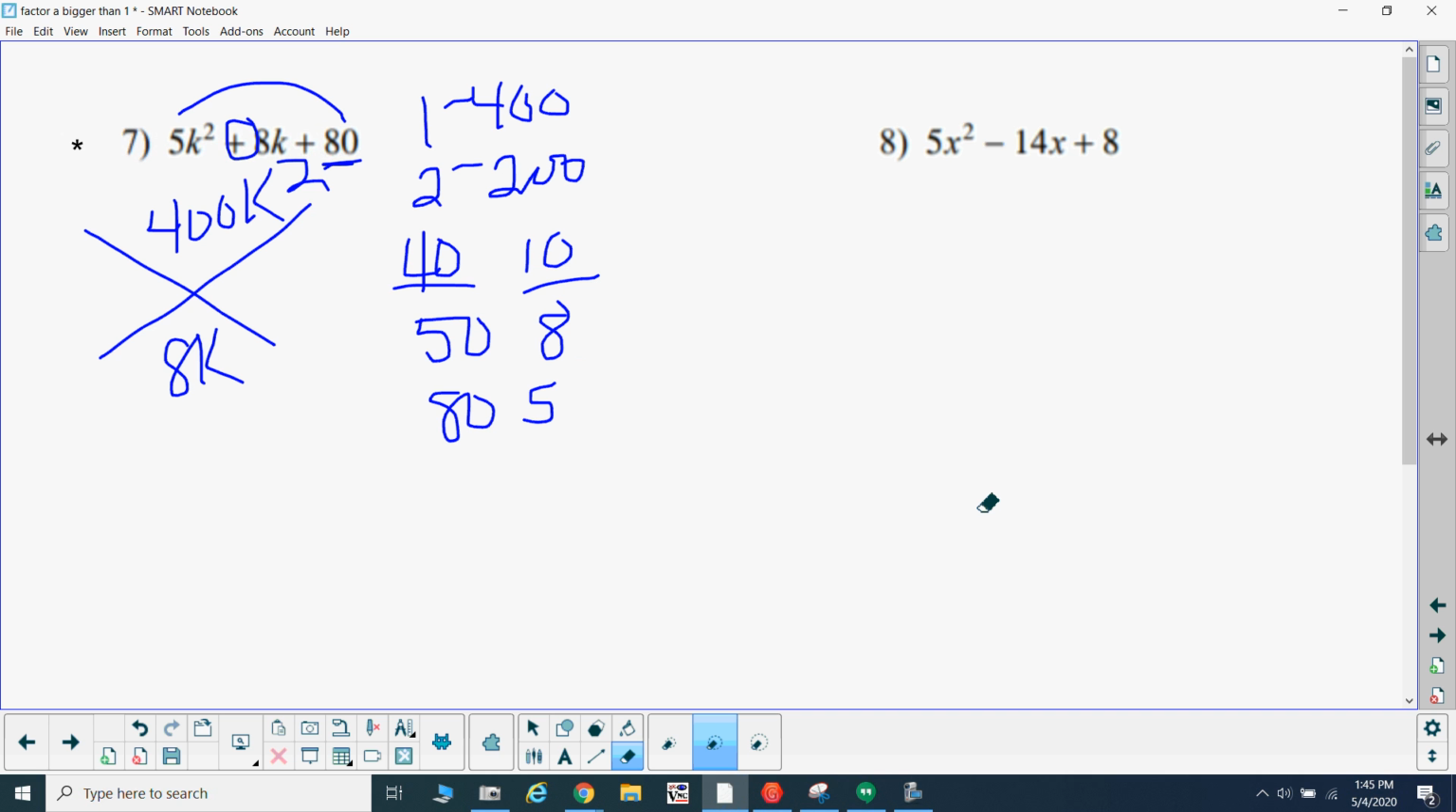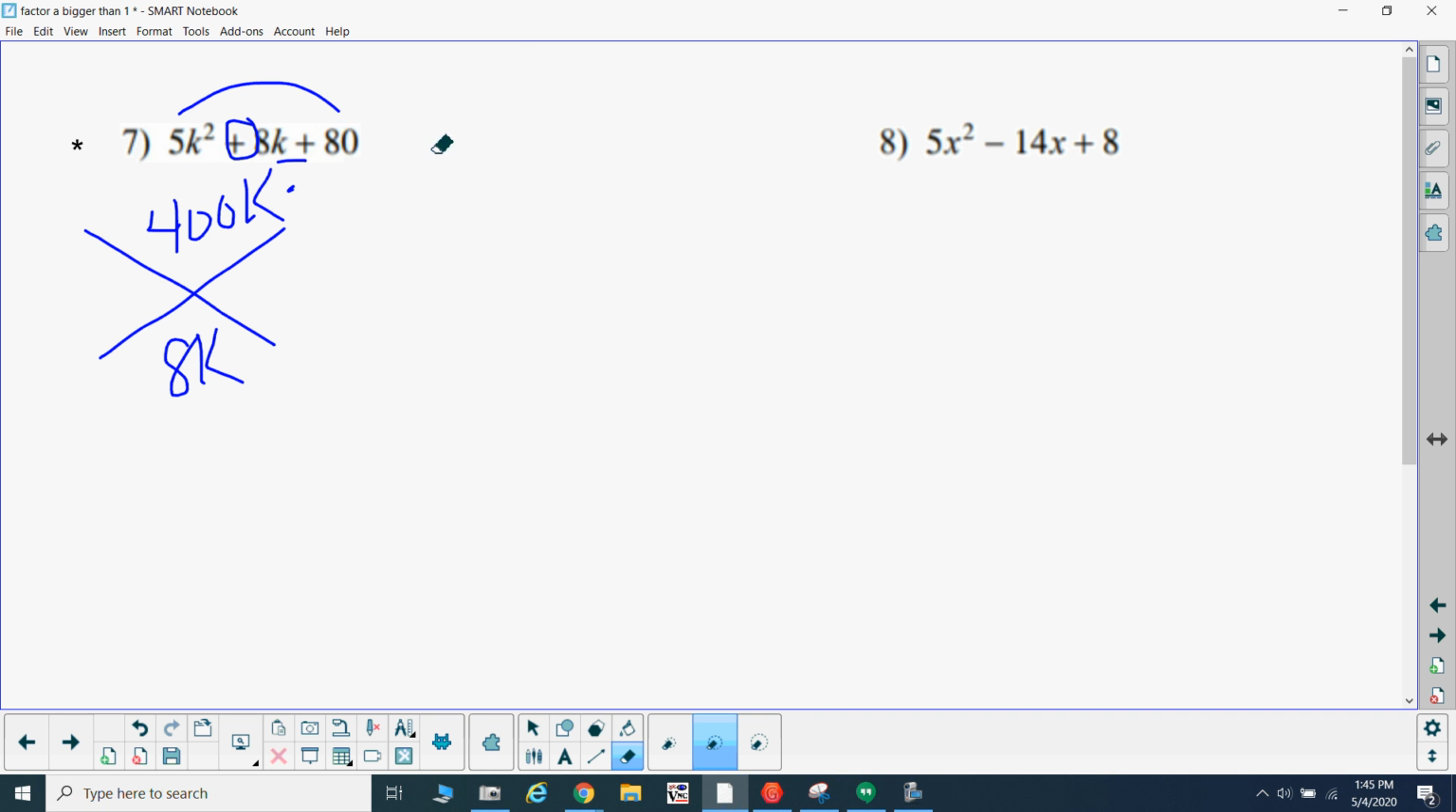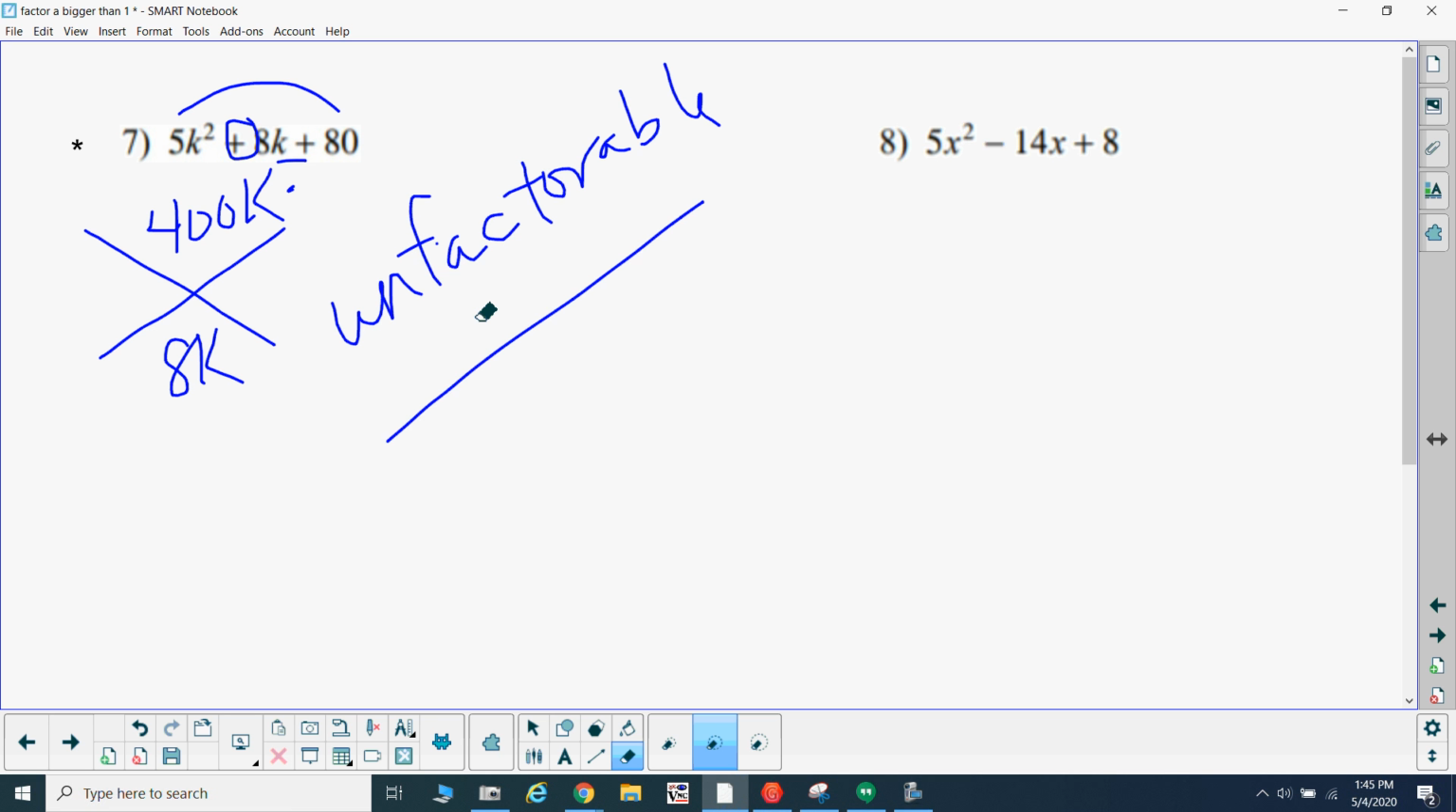If you see, none of these, because both of them are going to be positive factors, none of them are going to add up to be 8. They're all going to be way too big. So this actually is going to be unfactorable. And that is an acceptable answer, unfactorable. It's not going to happen very often.